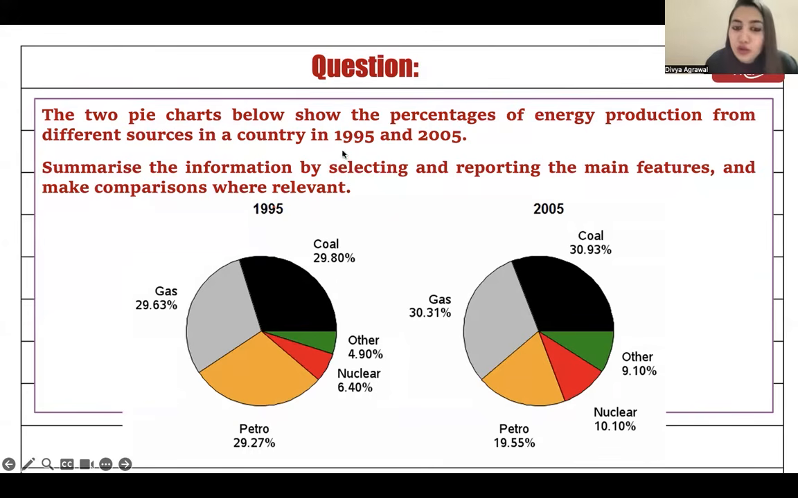Now, in order to understand these two pie charts, we need to read the question properly. The question says that the two pie charts below show the percentages of energy production from different sources in a country in 1995 and 2005. That means, in 1995 and 2005 there are different sources of energy production happening. Energy production is happening from different sources, so we need to understand and analyze.